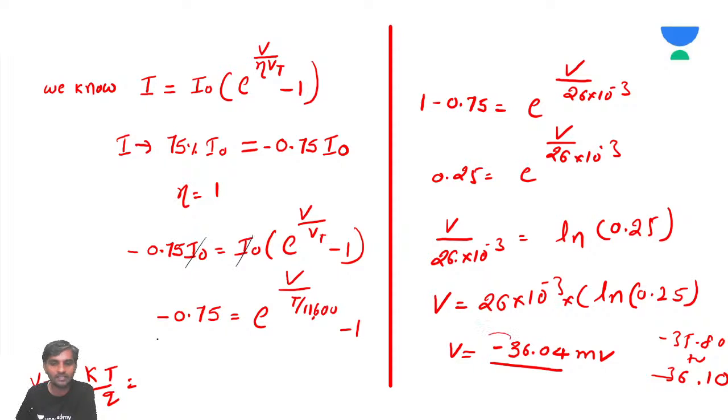So why is this minus? Why did we get minus? Because it is reverse biased. The minus sign indicates that it is reverse biased.